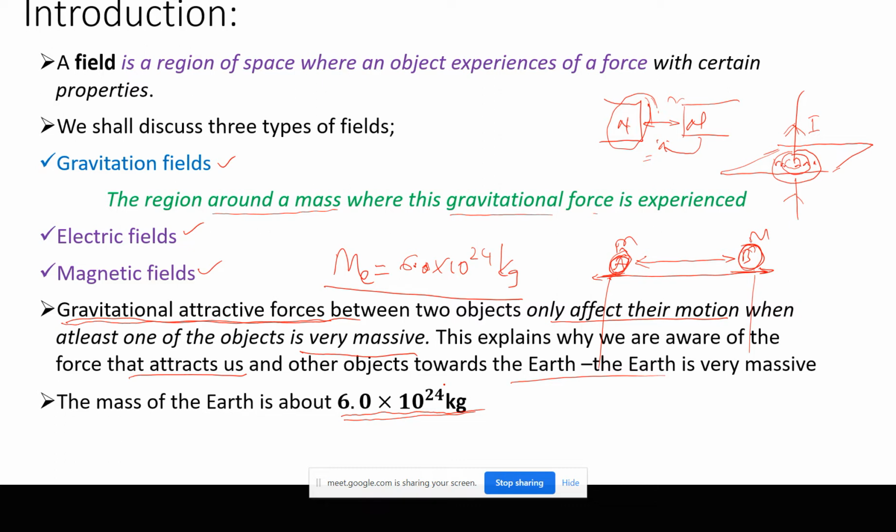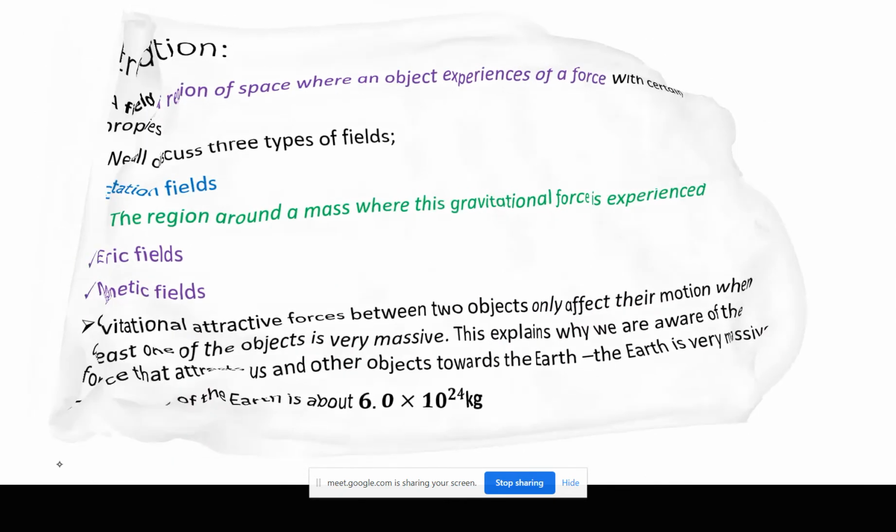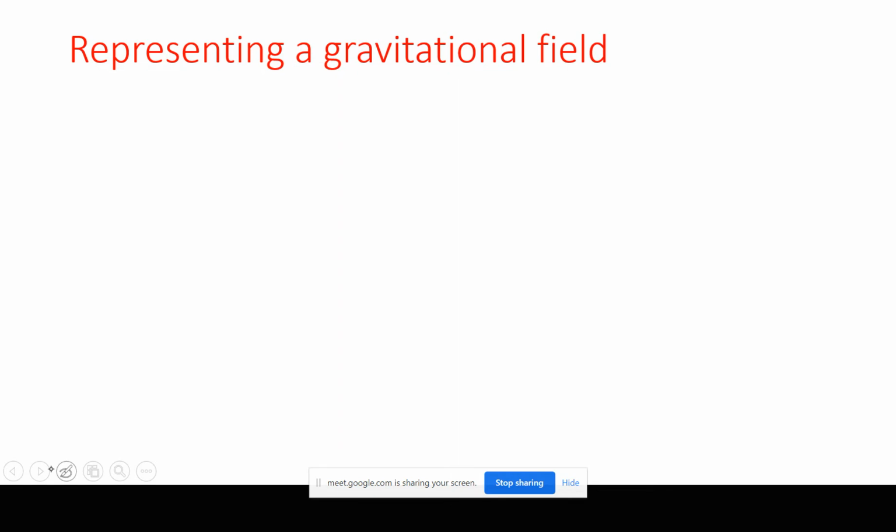So let's now understand in detail the gravitational field. How do we represent a gravitational field? Just like we did in IGCSE, when we talked about representing an electric field.